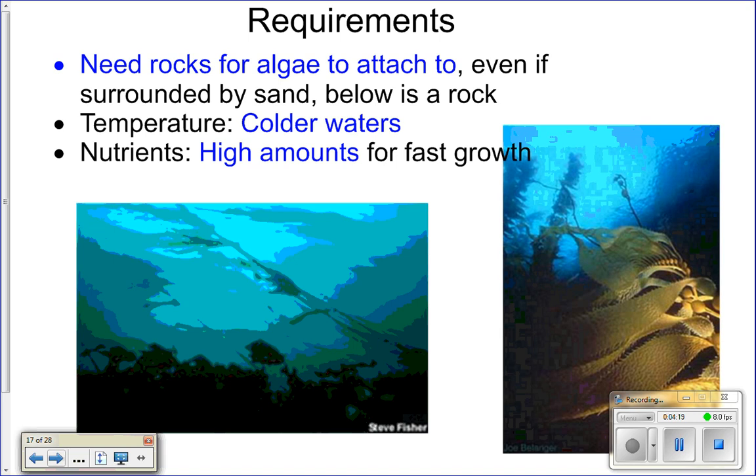It also must be in cold water, averaging less than 20 degrees Celsius. And it also must be in water that is very nutrient rich. So: lots of nutrients, cold water, and a hard surface to attach to.